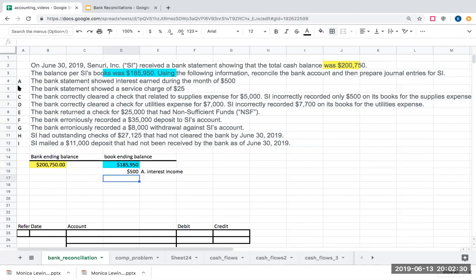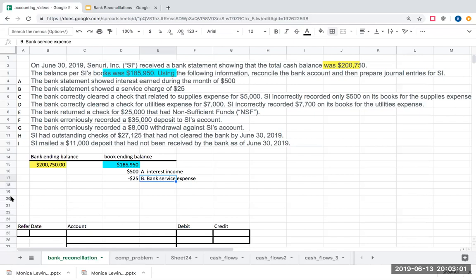Next one, letter B: the bank statement showed a service charge of $25. Well, what does that mean? The bank took out $25 as my monthly fee. Therefore, I need to show this bank service charge on my books for the $25. How we name it is up to your instructor. I would just call it an expense.